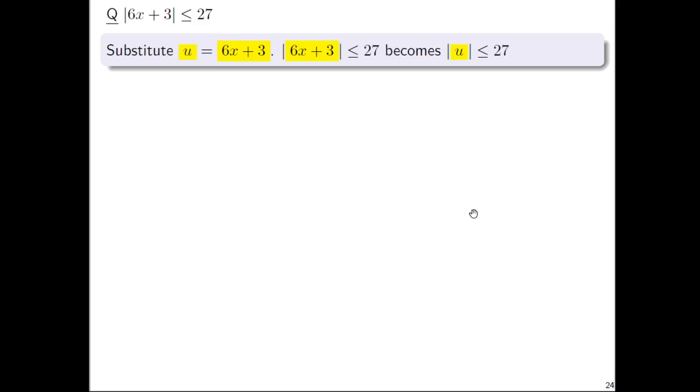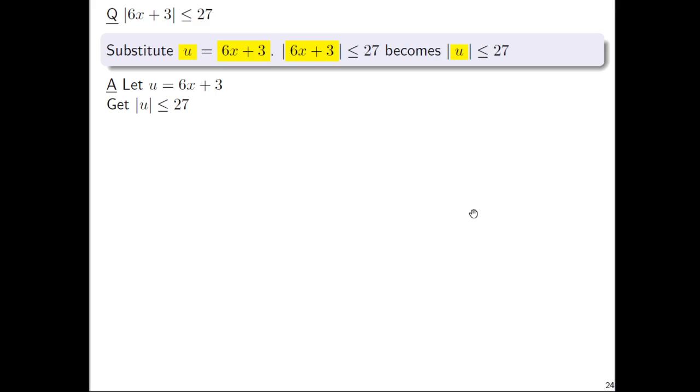So then absolute value of 6x plus 3, just the 6x plus 3 is highlighted in yellow. Close absolute value, not in yellow, less than or equal to 27 is going to become absolute value of u in yellow, close absolute value, less than or equal to 27. Okay, so everything here in yellow is equal. First of all, u is equal to 6x plus 3 because that's how we defined u. So in starting our answer, u equals 6x plus 3, we end up with the problem absolute value of u is less than or equal to 27.